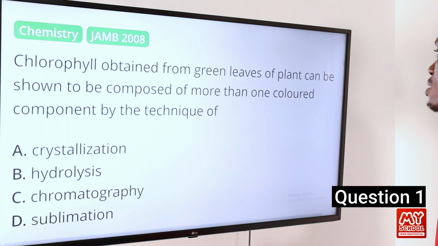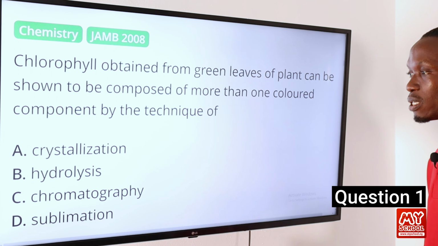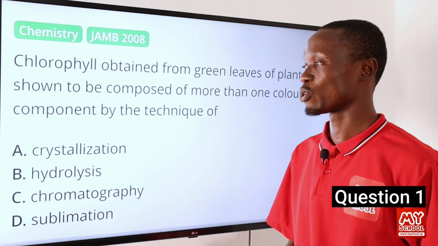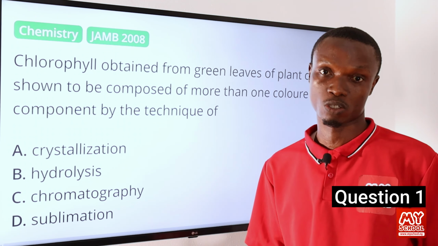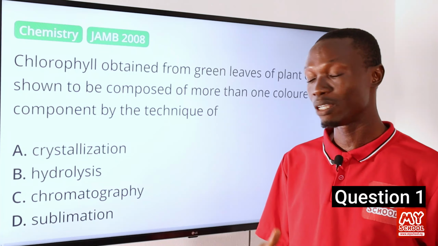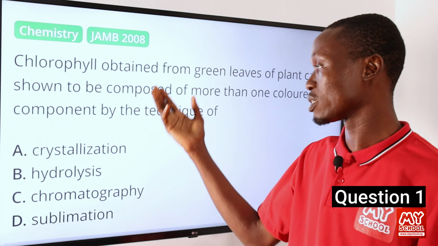Chlorophyll obtained from green leaves of plant can be shown to be composed of more than one colored component by the techniques of A. Crystallization. Okay, so crystallization is a method used to separate salts which decompose easily on heating. So A is not the answer to this question.